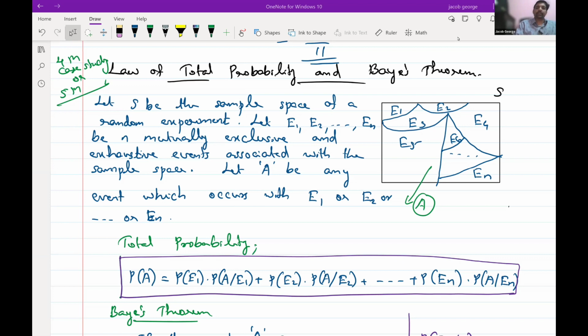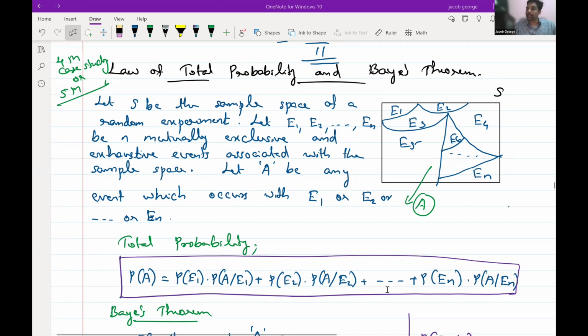So we discussed the law of total probability. Law of total probability is a problem to find out P of A. All of you studied the formula right now. P of A is equal to what's the formula? P of E1 into P of A given E1 plus P of E2 into P of A given E2 plus etc. plus P of En into P of A given En.